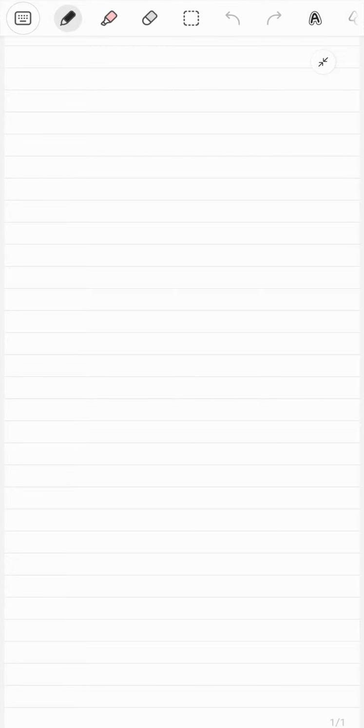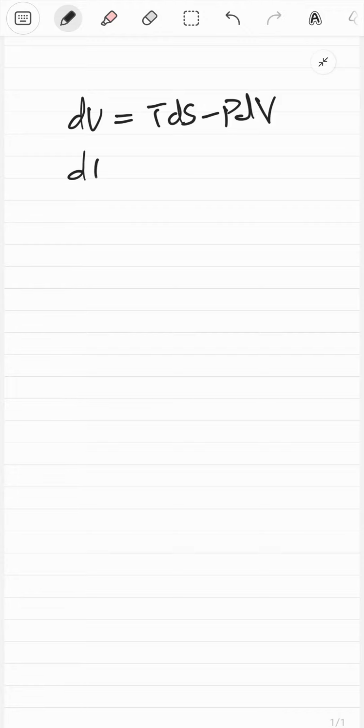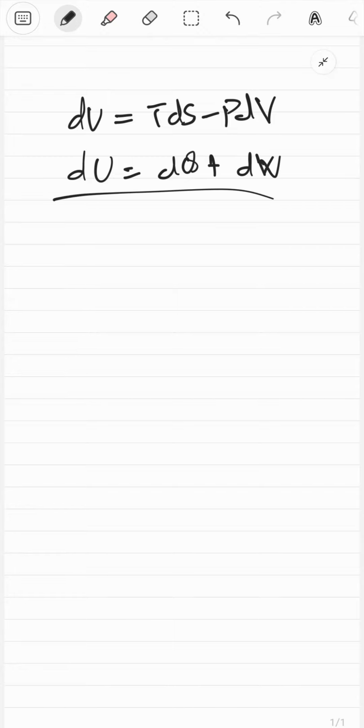So, essentially, the only thing that we'll be using is this equation of state: dU equal to TdS minus PdV. This is a very well known thing, and it is analogous to dU equal to dQ plus dW. But of course this equation is wrong under many circumstances, and this is never wrong.